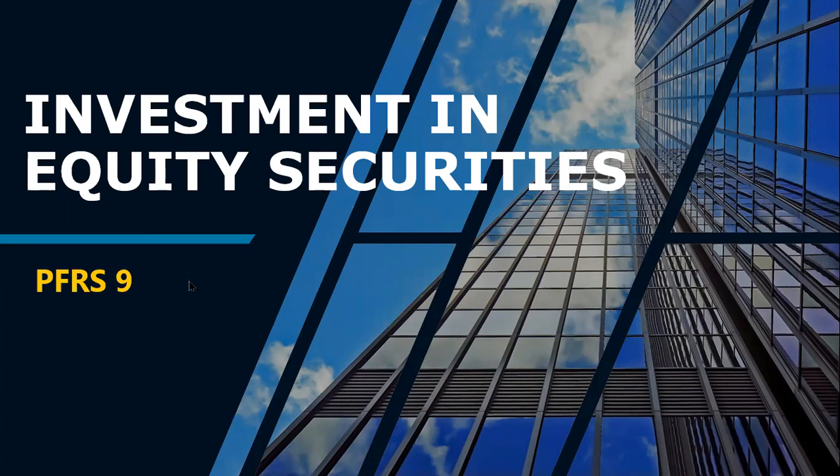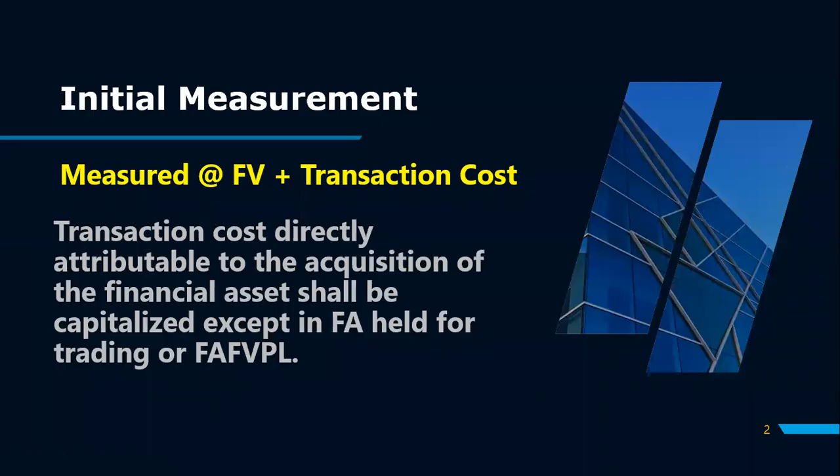My topic for today is all about investment in equity securities under PFRS 9. If your equity investment is less than 20%, it is accounted for under PFRS 9. Initial measurement is at fair value plus transaction cost. The transaction cost directly attributable to the acquisition of a financial asset shall be capitalized, except in a financial asset held for trading or a financial asset at fair value through P&L.